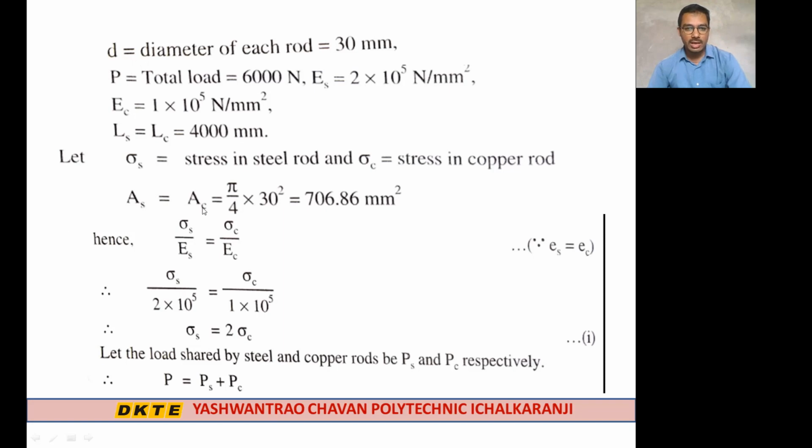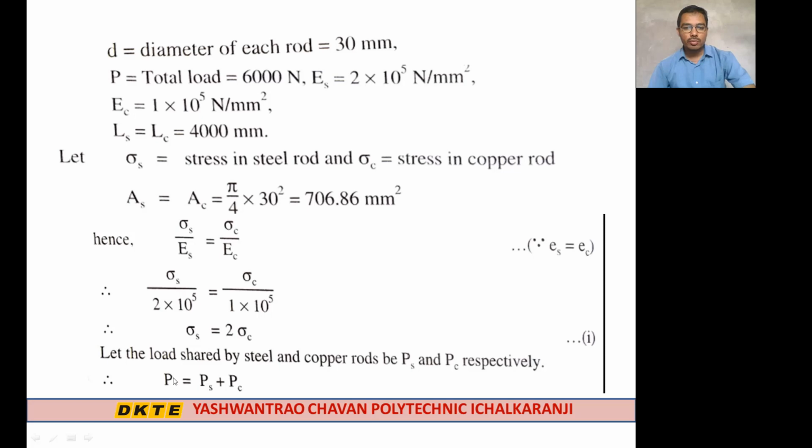Therefore, we have to calculate the cross-sectional area of each material. AS is equal to AC because the diameter is the same, pi by 4 into 30 square. And we have to calculate the relation between stress in steel and stress in copper using the equation: stress in steel divided by Young's modulus of steel is equal to stress in copper divided by Young's modulus of copper. Put the values of Young's modulus of both steel and copper. We will get again sigma S is equal to 2 times sigma C.